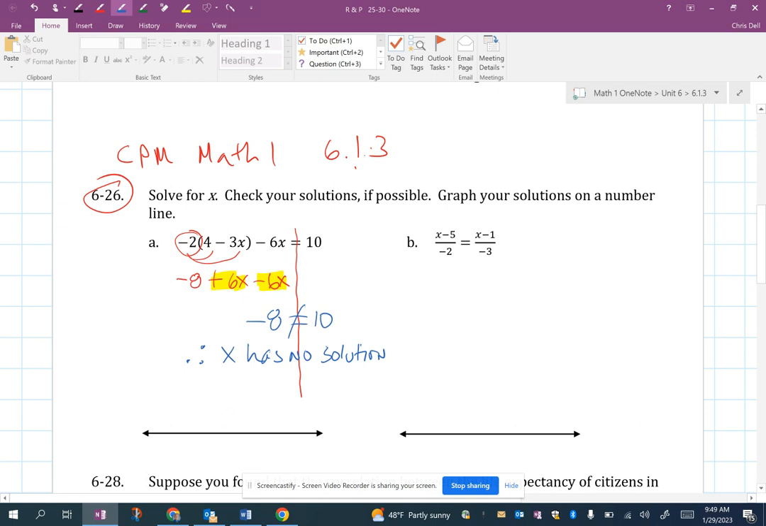If x has no solution and it says to graph my solutions, well, I can't really graph my solution because there's no solution. So the number line would just stay blank because there are no values of x that would be on this number line. And to check our solution, we really can't check because x has no solution. So in this case, that's as far as we can go for that problem. We would say, boom, x has no solution. Okay. The second one.